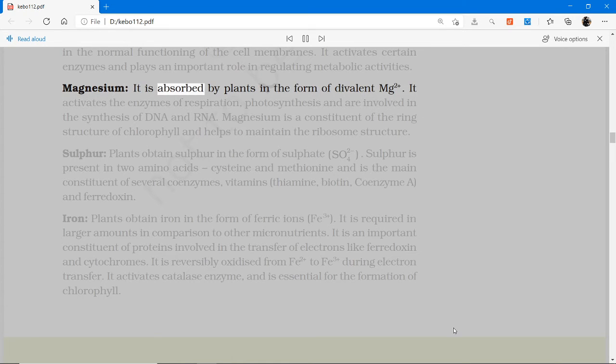Magnesium: it is absorbed by plants in the form of divalent Mg2+. It activates the enzymes of respiration, photosynthesis, and is involved in the synthesis of DNA and RNA. Magnesium is a constituent of the ring structure of chlorophyll and helps to maintain the ribosome structure.